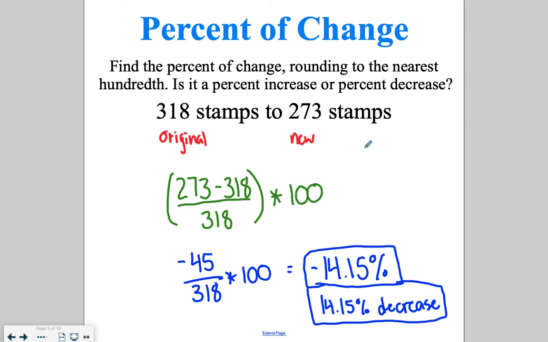So for this example, our original is our 318 and our new is 273. So we set up 273 minus 318 divided by 318 times 100. We do our subtracting, which gets us negative 45 divided by 318 times 100. You can either write that out as negative 14.15% to show that it is a percent decrease, or you can write out 14.15% decrease. So either way, showing that it's going down.